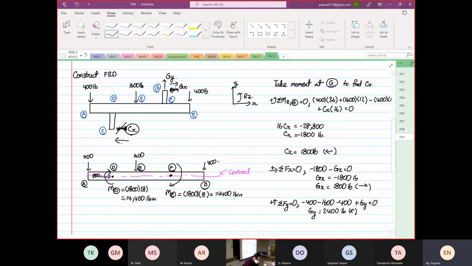Now this is caused by the Gx, right? And then we know that it will come in a horizontal. So Gx is also equal to 1800. But at point F, we have a Gy. And Gy is not inducing a moment, but a force. Does that make sense now?